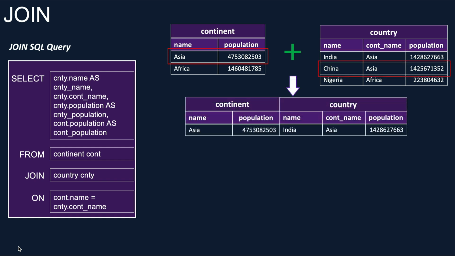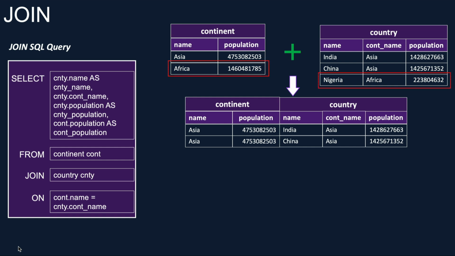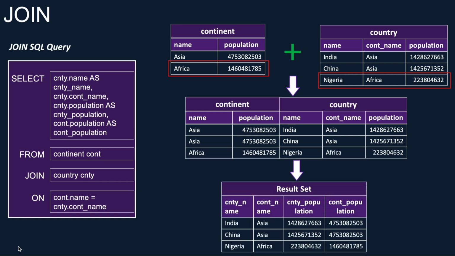First record in the continent also matches with the second record in country. So that's also returned to the result set. The first record from the continent doesn't match with the third record in the country table, so that's left out. Similar steps are followed for the second record from the continent table, and it only matches with the last record in the country table, so that's also returned to the result set. And the result is returned with the three records, two for Asia and one for Africa, to the result set.